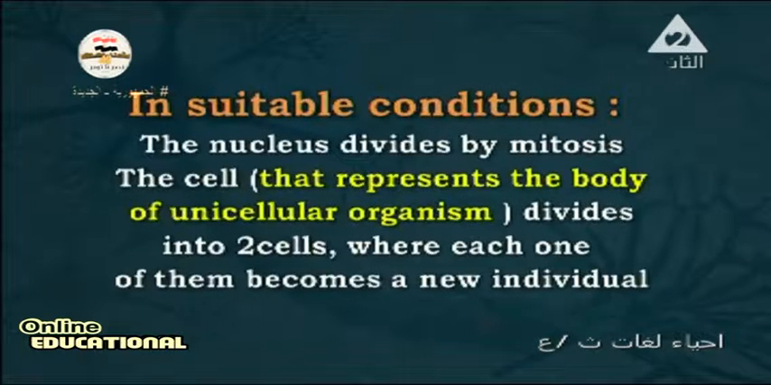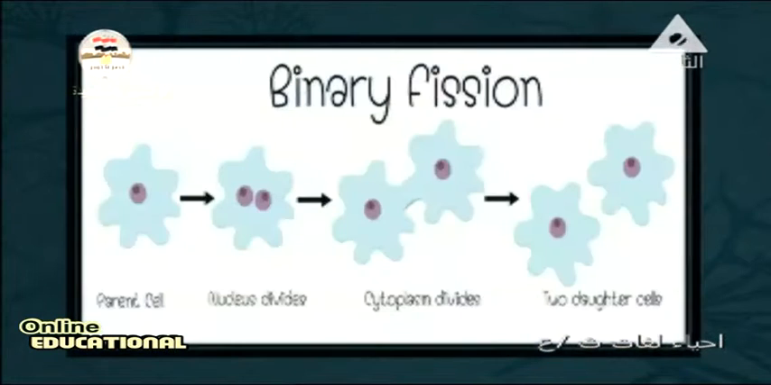Okay. What happens in binary fission? In suitable conditions, the nucleus inside the cell divides by mitosis, or mitotic division. That means the body of the unicellular organism divides into 2 cells. Okay, like we said before, each cell divides to produce 2 cells, and each becomes a new individual. Okay, this is a type of binary fission. This is the parent cell. Okay, inside the cell, the nucleus.